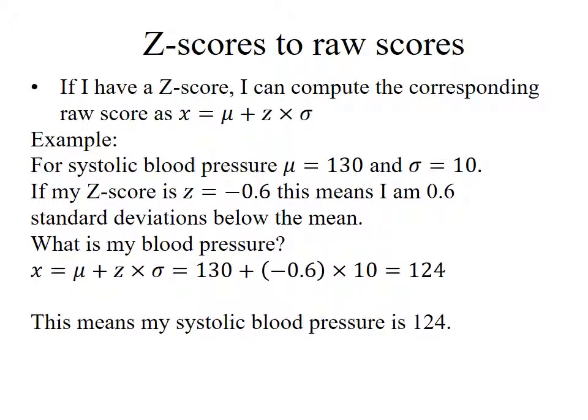On the other hand, if I've got a z-score and I want to go back to a raw score, I can go the other way. I can compute the raw score, the actual value, by taking the mean and adding z times the number of standard deviations, because that's what z is. Z is the number of standard deviations above or below the mean I've got.